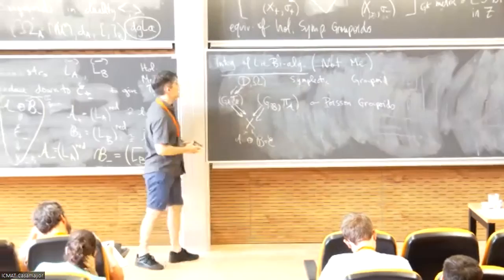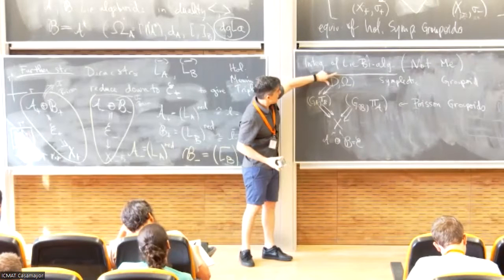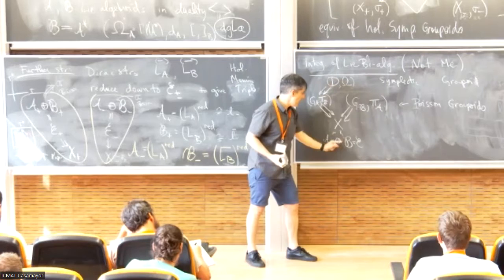And now this thing, right? Well, the amazing thing, and maybe it's not so surprising because they both have the same origin, is that when you do the symplectic groupoid of G_B, you get exactly the same thing.